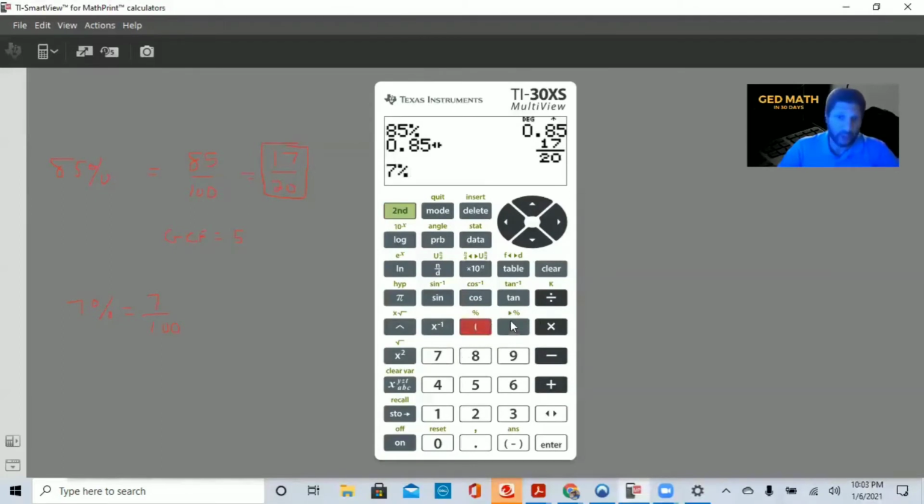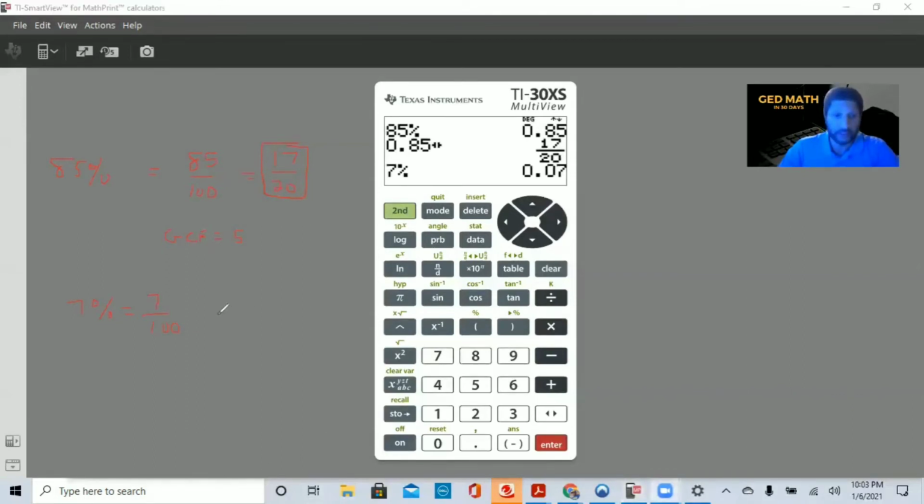We're going to hit second to get a percent symbol. Now, don't get it confused with the arrow and the percentage right next to it, because remember that arrow means to convert, and we'll use that in a minute. So 7%, we're going to hit enter. It tells us 0.07.